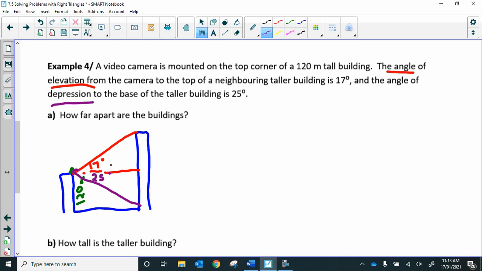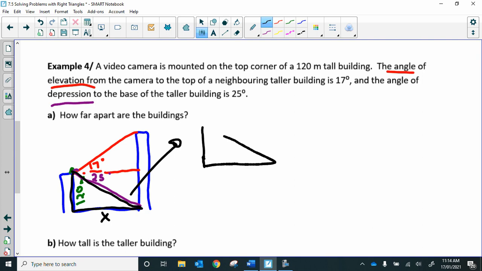The question's asking us how far apart are the buildings. So they're giving us a bunch of information here, and our first job is to figure out this value, x. How far apart are the buildings? So we need to pick a triangle out of this and try to figure out the side length of x. So I'm going to pull out this triangle. I'm going to outline it here in black for you guys. I like to just redraw it so that I leave out all the other stuff and I just have my important pieces of information.